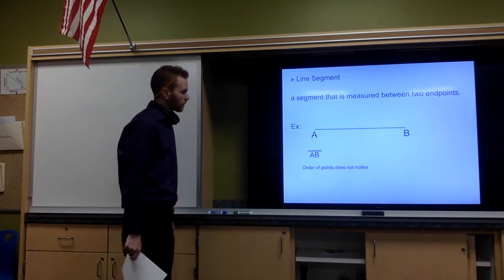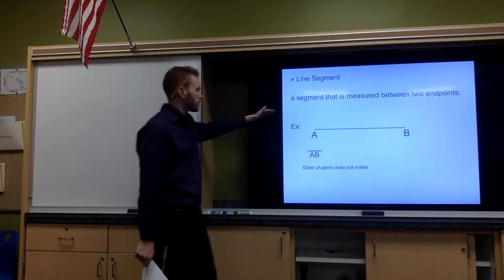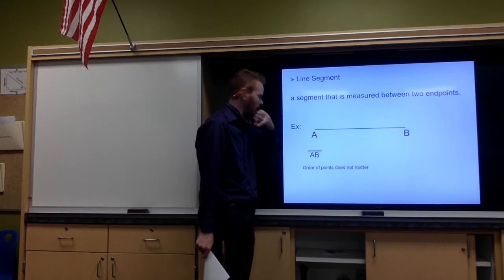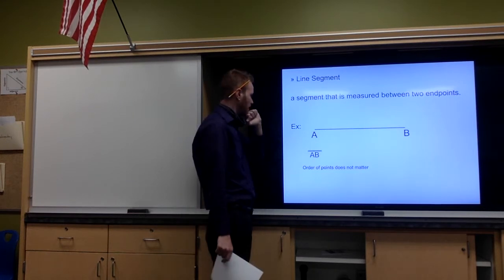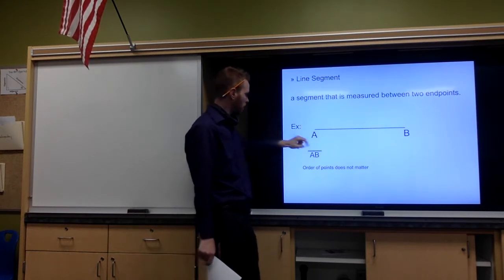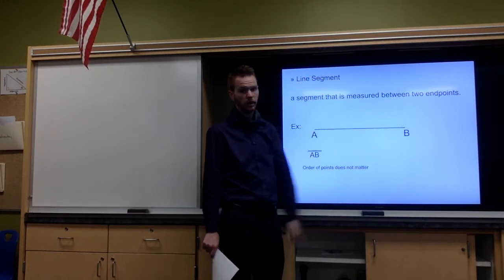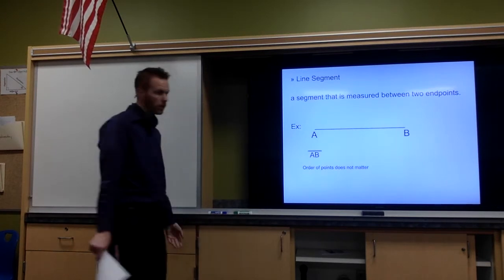Line segment. Okay, what is a line segment? Well, it's just what it is. It's a segment that's measured between two endpoints. Not a very good definition, but it pretty much describes what this picture is. We have endpoint A and B, and we have some sort of distance between them. That's a line segment.